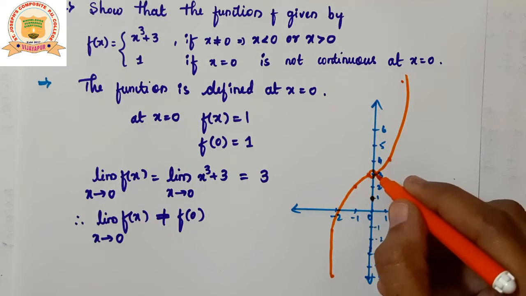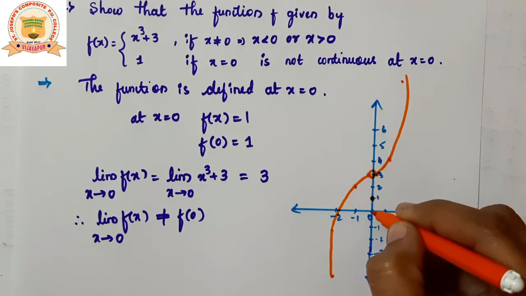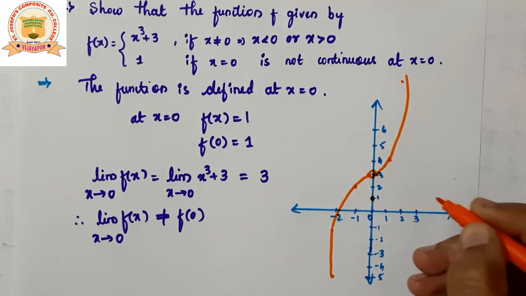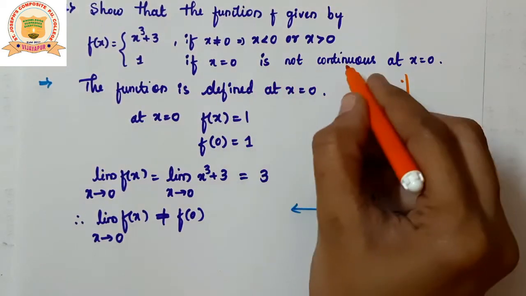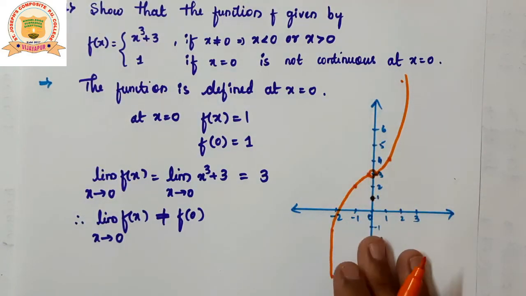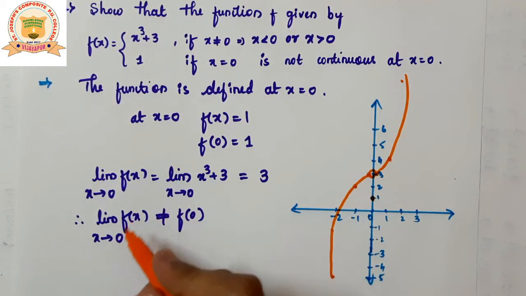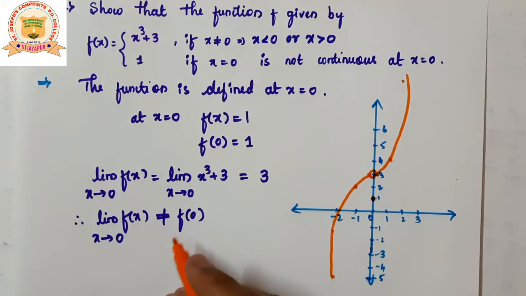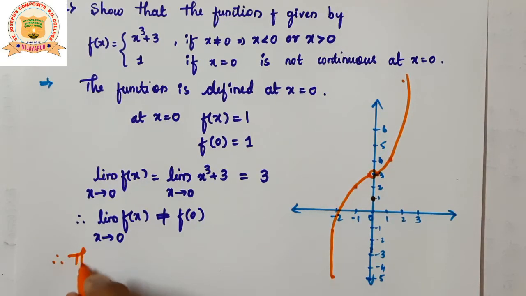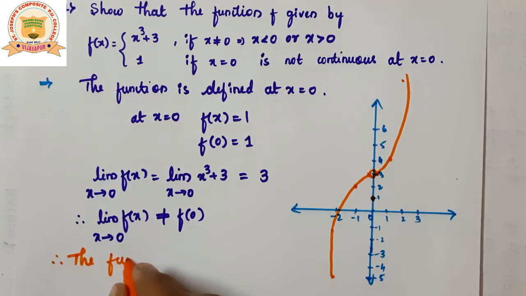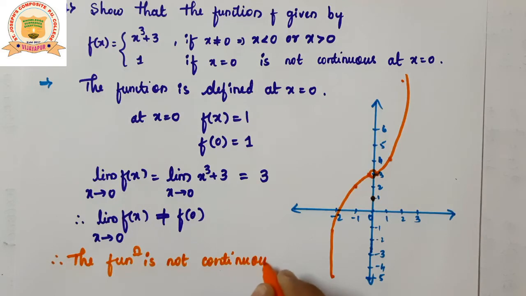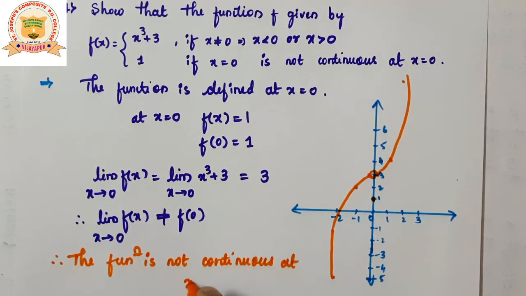Therefore, the function is not continuous at x is equal to 0, because at x is equal to 0 we are lifting the hand. Understood? Therefore, the given function is not continuous at x is equal to 0. This is by the graph. And we are getting here limit of f of x as x tends to 0 is not equal to f of 0. Therefore, the function is not continuous at x is equal to 0.